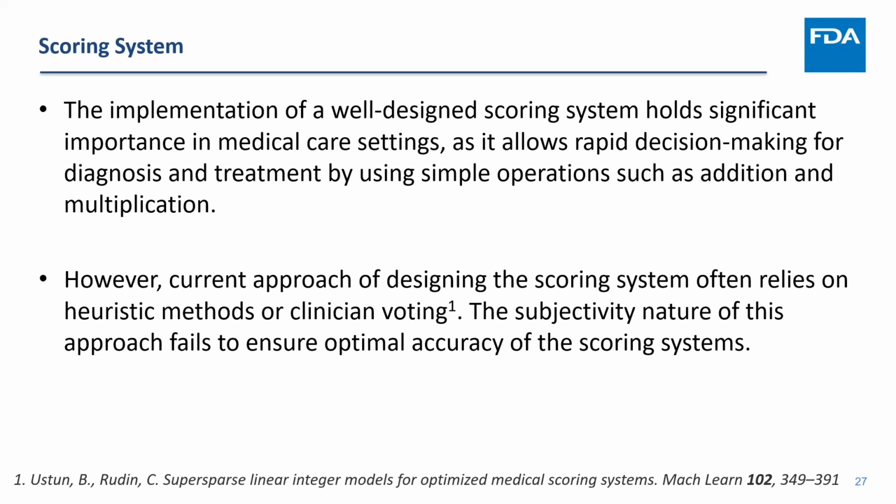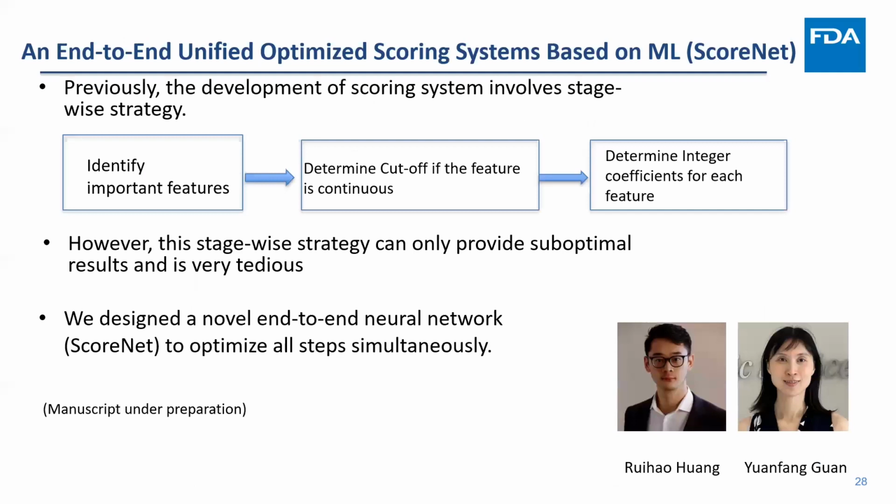So previously, when we designed the scoring system, at least from my experience reading the sponsors' packages, they use a stage-wise approach, right? Basically, they have a logistic regression or a decision random forest. They get the important features, binarize them, and come up with some weight, right? It's pretty much stage-wise. It's not optimal. So in that case, we actually use a neural network. We try to combine the three components together.